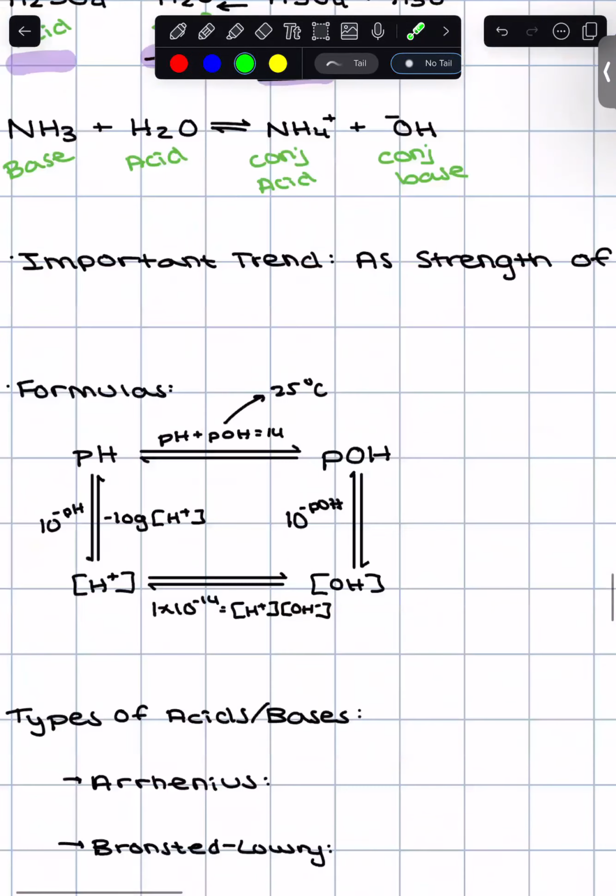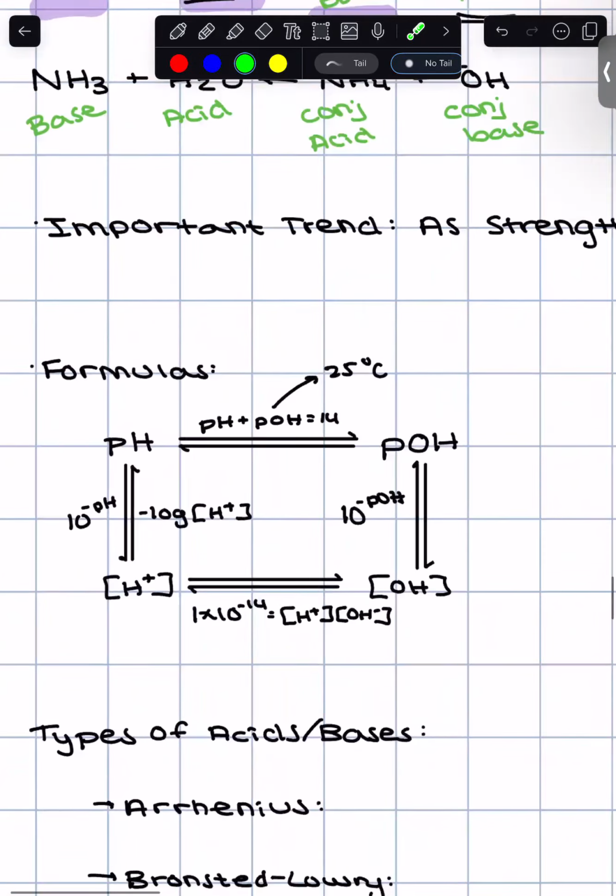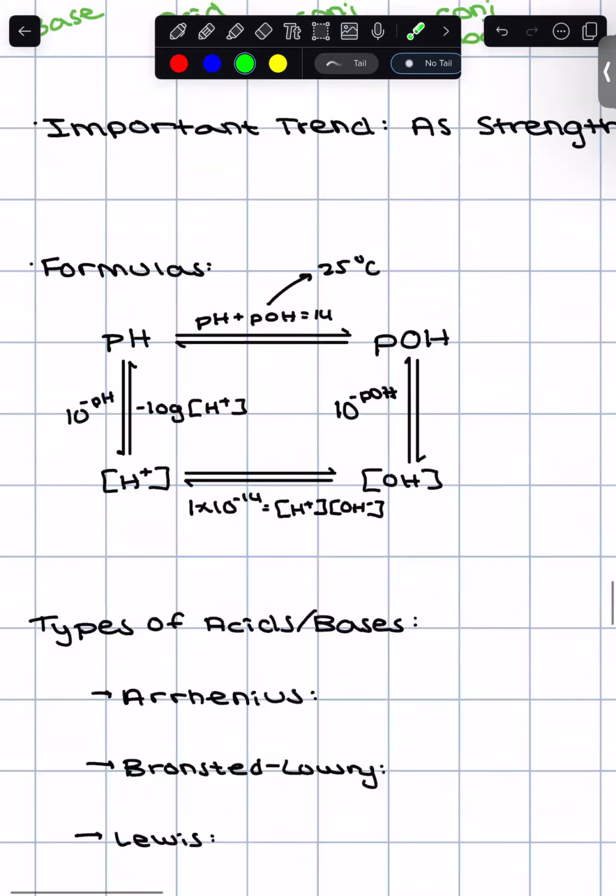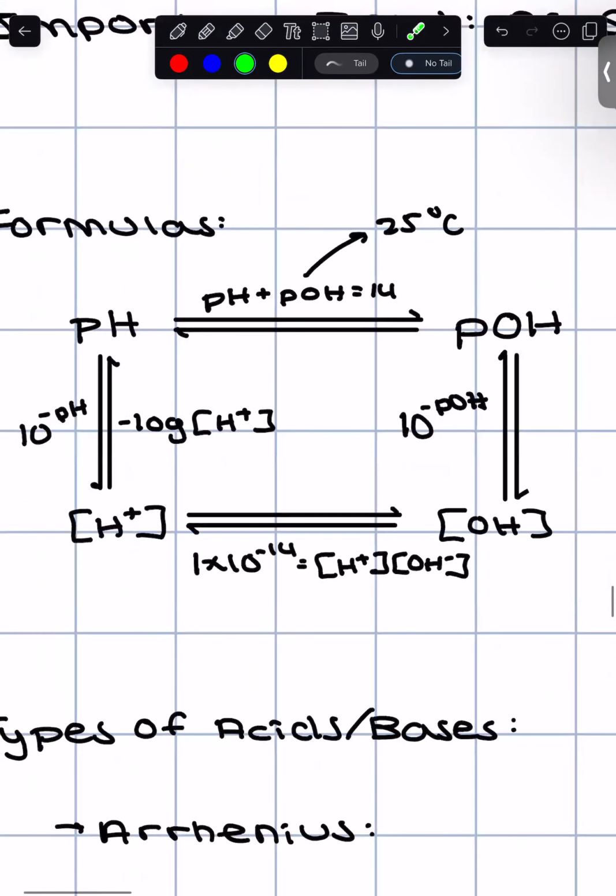These formulas are not given to you. We'll go over the important trend in a second. You have to have these memorized. These are what we did in class a lot, just going over basic acid-base interconversions. We'll go over an example or two here. Remember that pH and pOH are related with this formula: they add up to 14 at 25 degrees Celsius. Remember that that has to be said, otherwise this equation doesn't work at that temperature.